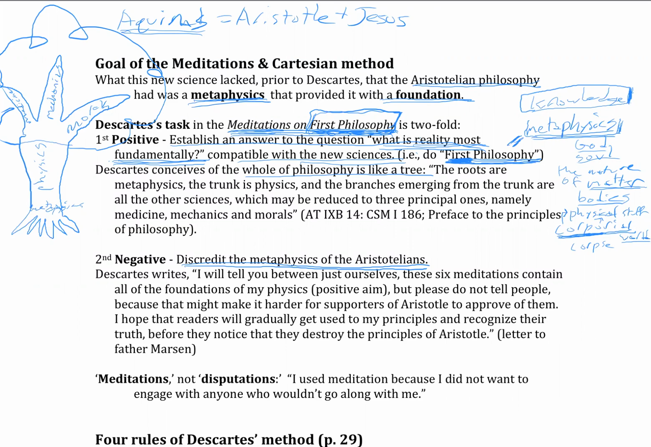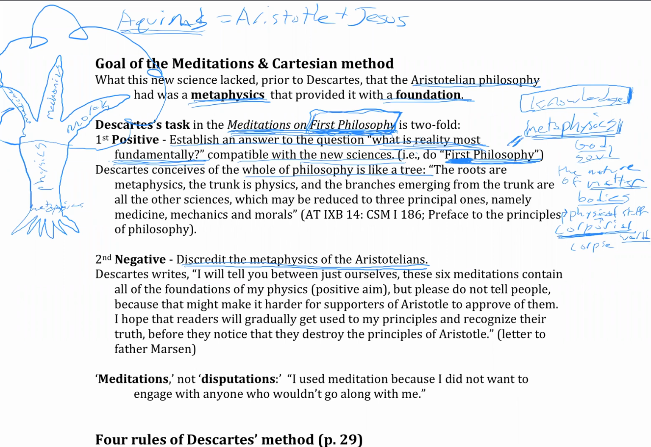And remember, in this period, philosophy is just knowledge. So philosophy professors, for example, would teach all sorts of subjects, including what we would now call physics, biology, medicine, morals, geography, mathematics, et cetera, right?